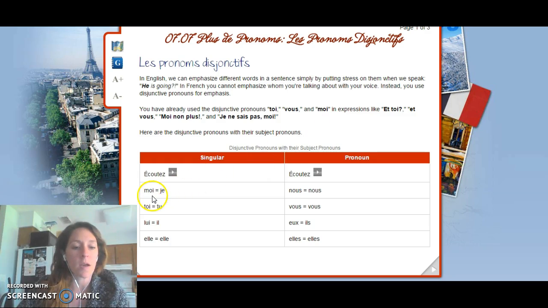So for example, if I'm talking only about myself, I would use moi. If I'm talking about someone else, like you're going to the party, you, I would use toi. He's going to the party, he is, I would use lui. She, I would use elle. Nous, I would use it again, same one. Vous, pretty easy, right? They are going to the party, they are, eux, and then elles if it's feminine plural.